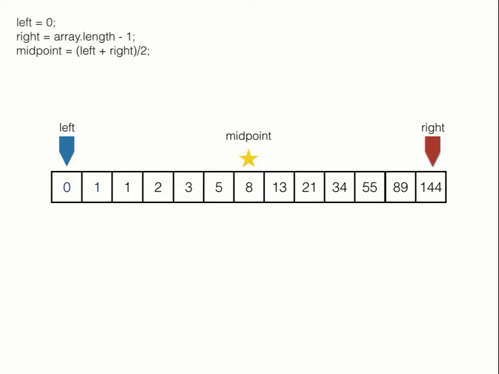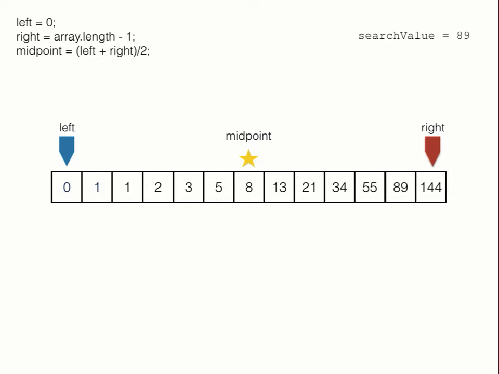First, here's the initial setup. Left becomes index 0. Right becomes 1 less than the array length. And the calculation of midpoint is always going to be the average of left and right. That's a calculation that we constantly calculate throughout the method. So 0 plus 12 is 12. 12 cut in half is 6. And so what we have is that midpoint is index 6. Here's the search value. We want to look for the number 89.